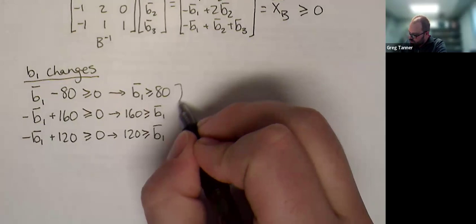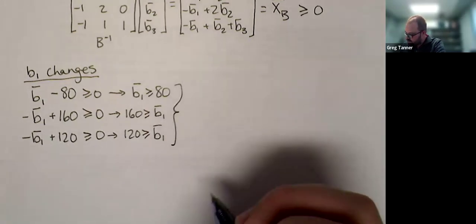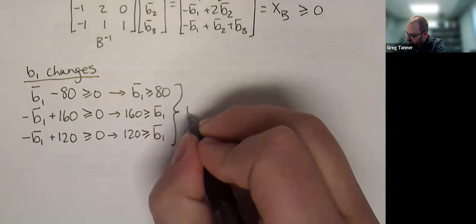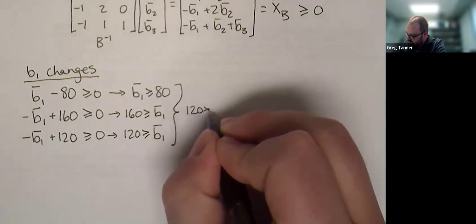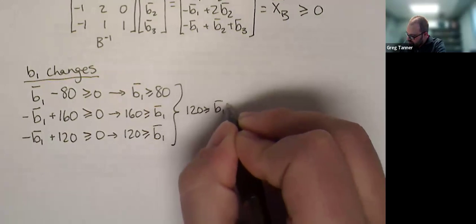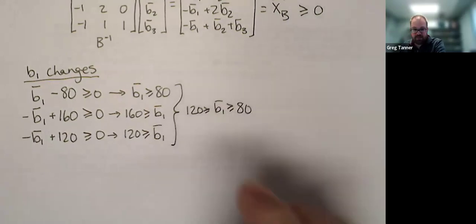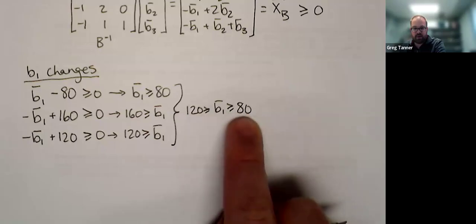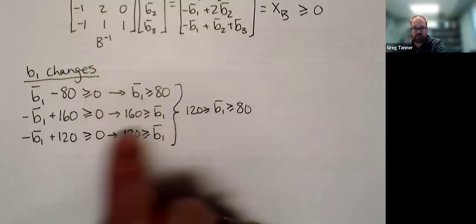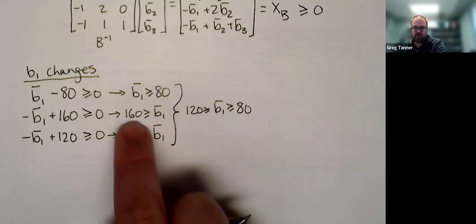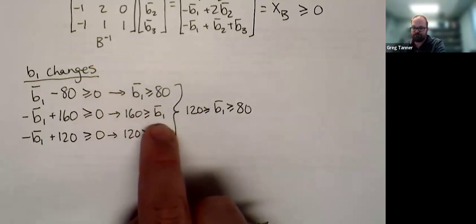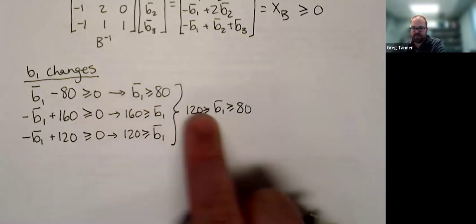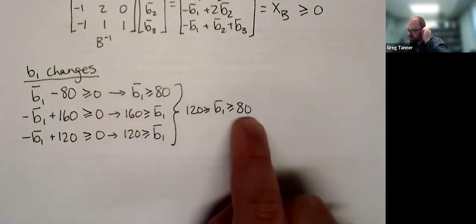And so looking at the range where all three of these are going to be true, 120 has to be bigger than or equal to B1 bar, which has to be bigger than or equal to 80. So as long as B1 bar is between 80 and 120, all of these conditions will be true, because if B1 is less than 120, then it's also going to be less than 160. Okay, and so as long as B1 stays in this range, then our current basis stays optimal.